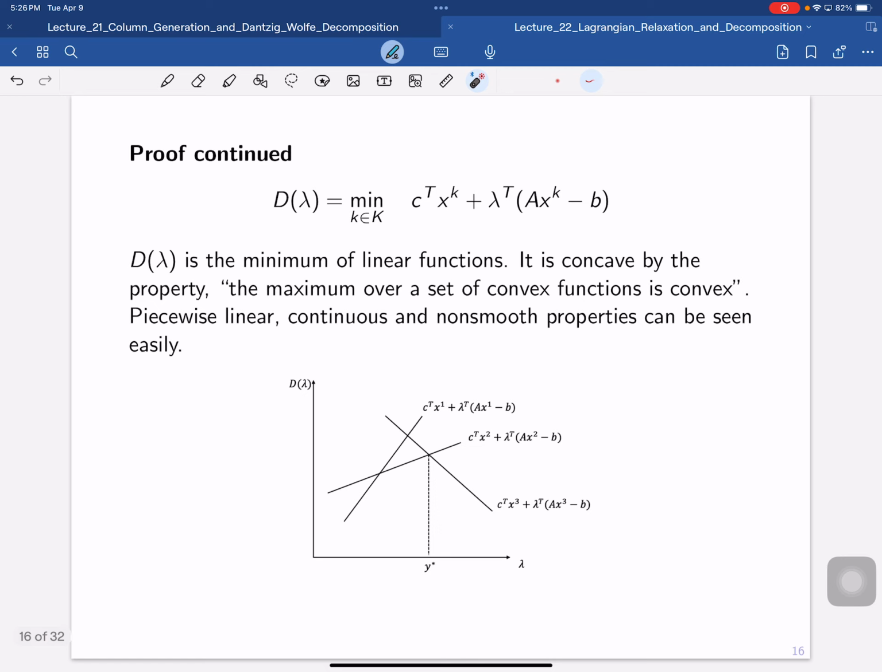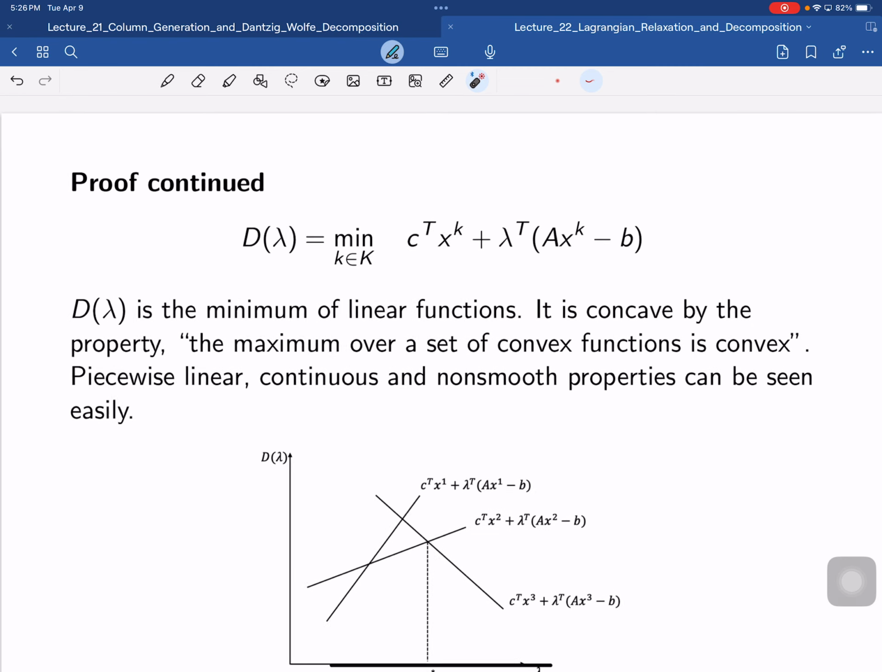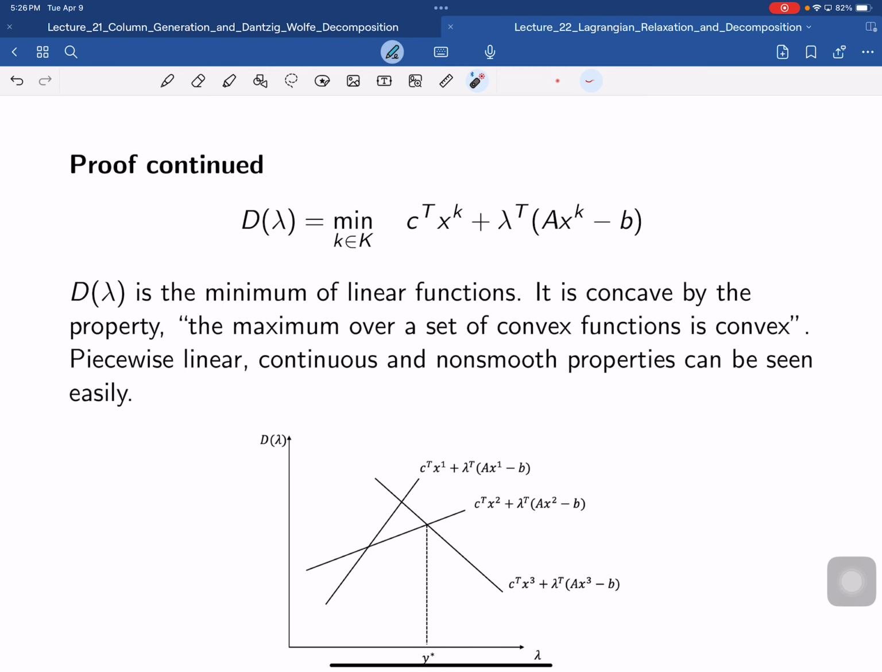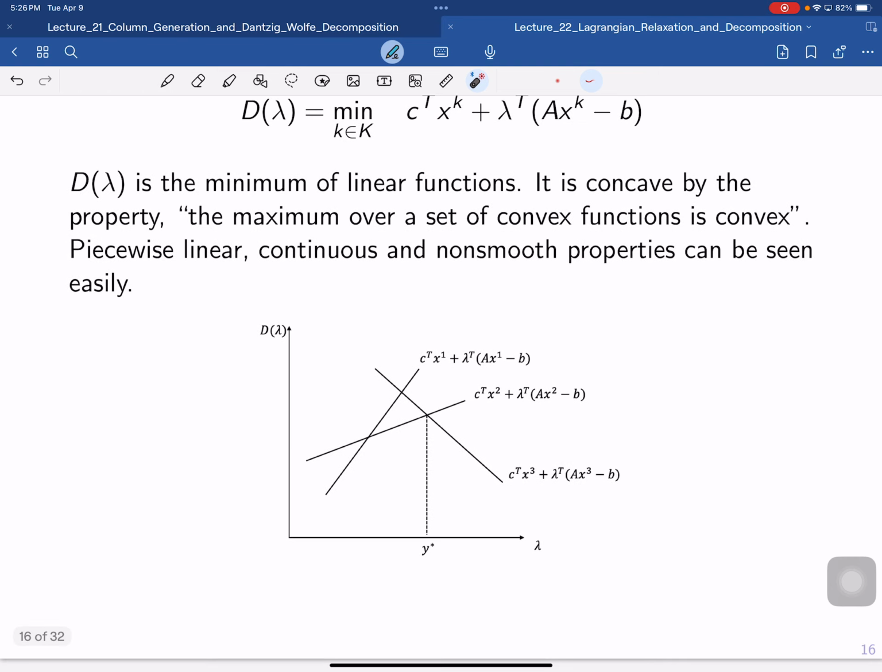Okay, so now as you can see here, d lambda essentially is taking the minimum of a bunch of linear functions with respect to lambda, right? Here, K is a set of finite extreme points. So you can think about d lambda as taking the minimum of a bunch of linear functions. And intuitively, here's how d lambda looks.